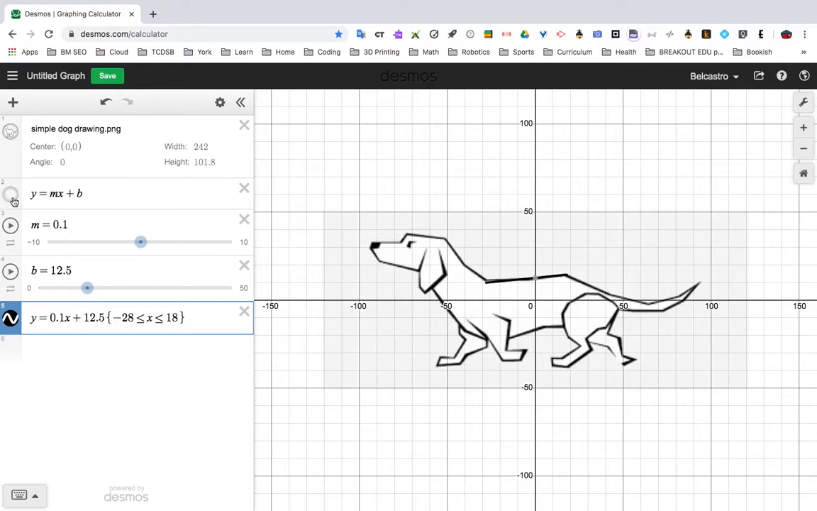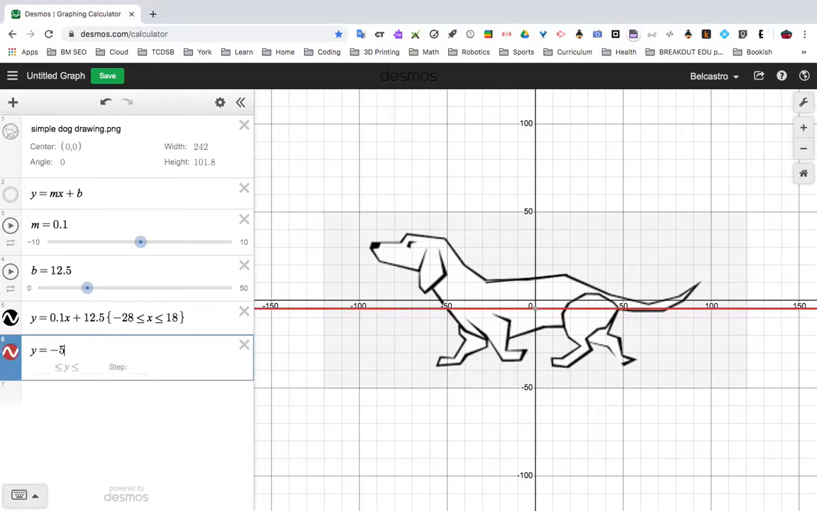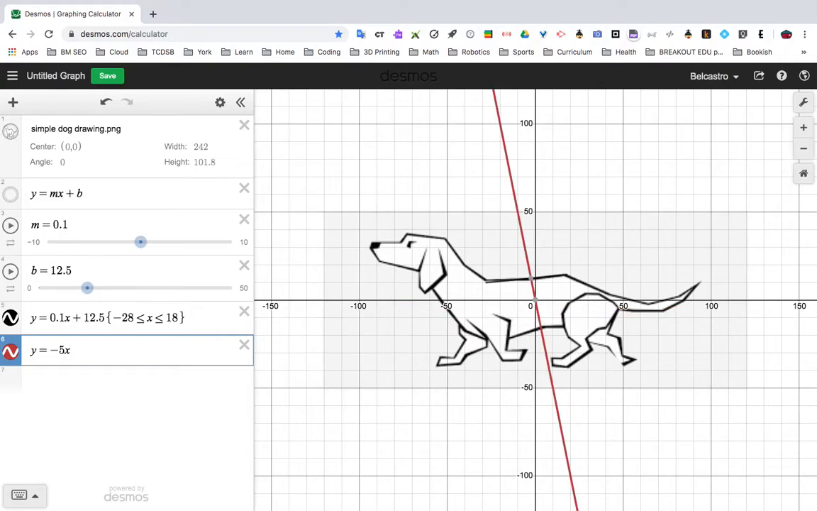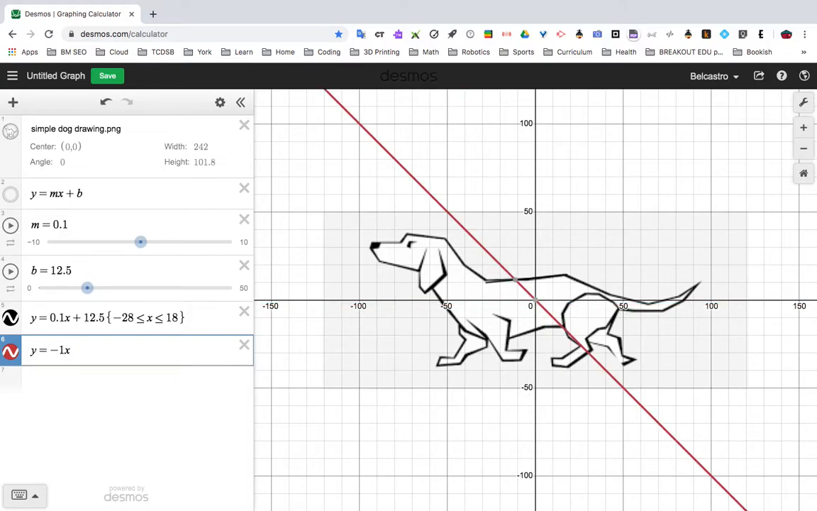Another way I could go about doing this is I can actually just start putting in the equation myself. So y equals, maybe I'll try the neck. That slope is going to be hard to duplicate. I'm going to assume it's a negative slope, so I'm going to say negative 5x. Oh, way too sharp. Negative 3x, still too sharp. Negative 1. Oh, it's not bad for the back of the dog's head.